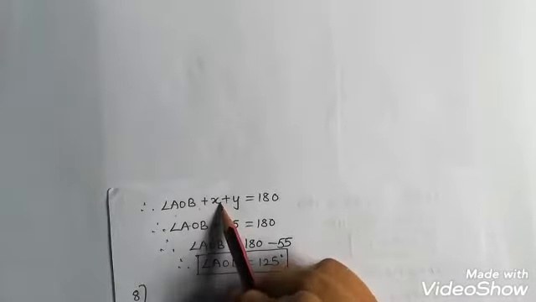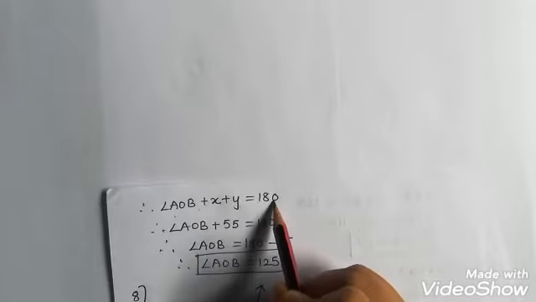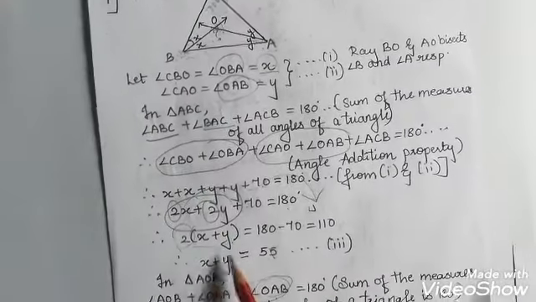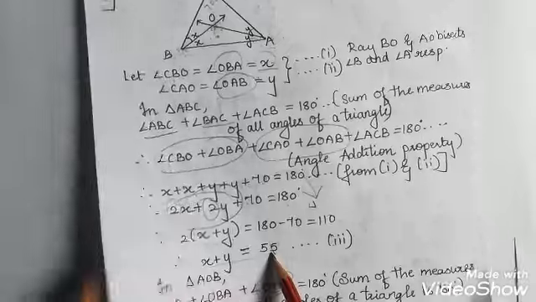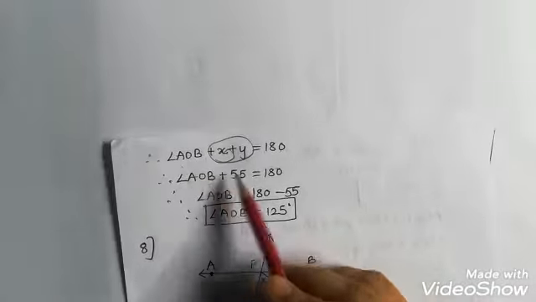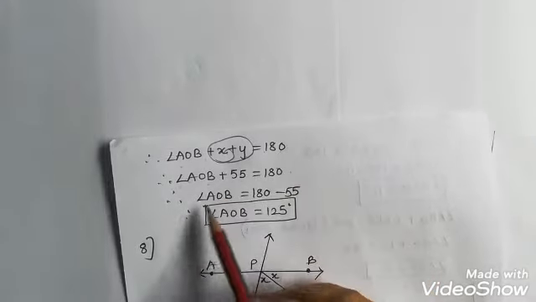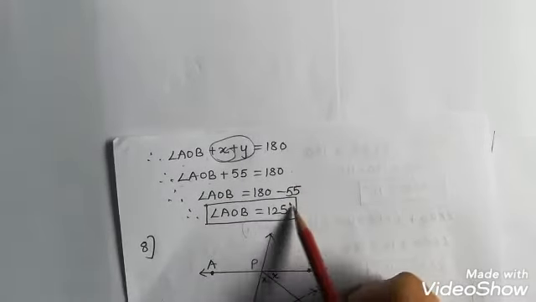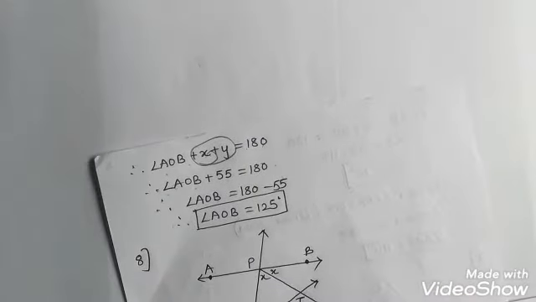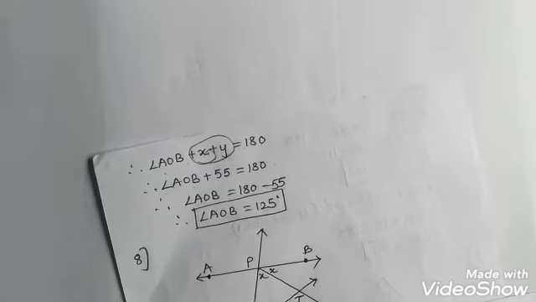So that is angle AOB plus x plus y is equal to 180 degrees. But x plus y, we already got as 55 over here. So in place of x plus y, I will write 55. So angle AOB plus 55 is 180. Therefore angle AOB is 180 minus 55, which is equal to 125. So you get the measure of angle AOB as 125.